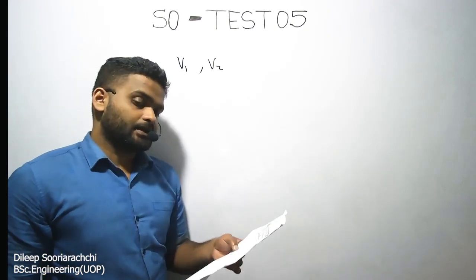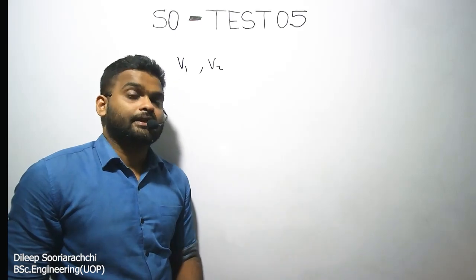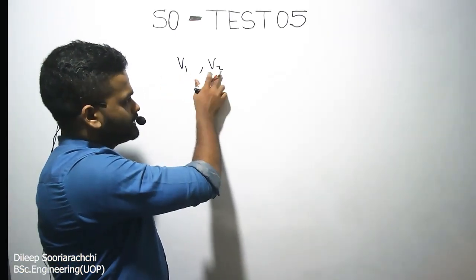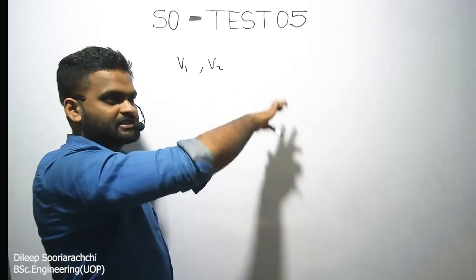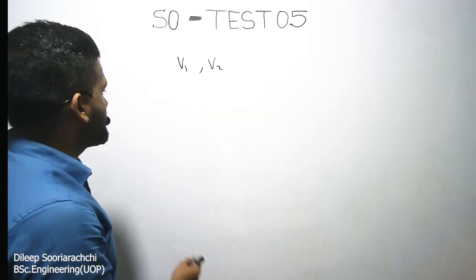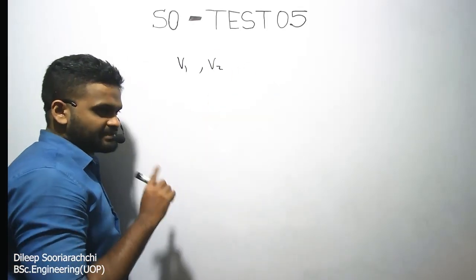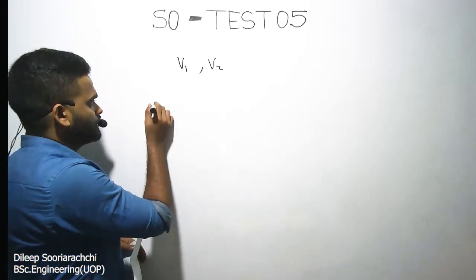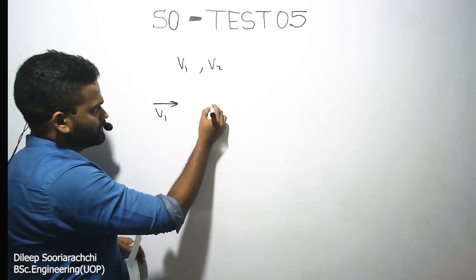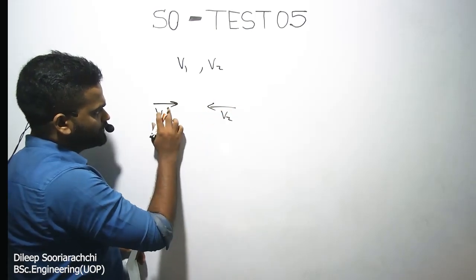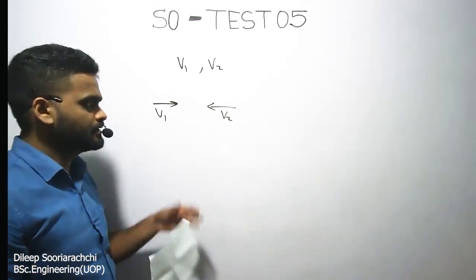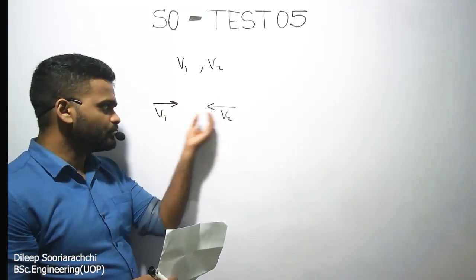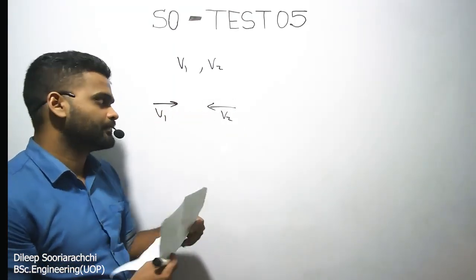So in the first part, they ask maximum relative velocity. So the direction of these could be any direction. They are not specifying any direction. So how can we get a maximum? Isn't that like this? When they are moving towards each other, like this, then the relative velocity between these two is maximum.